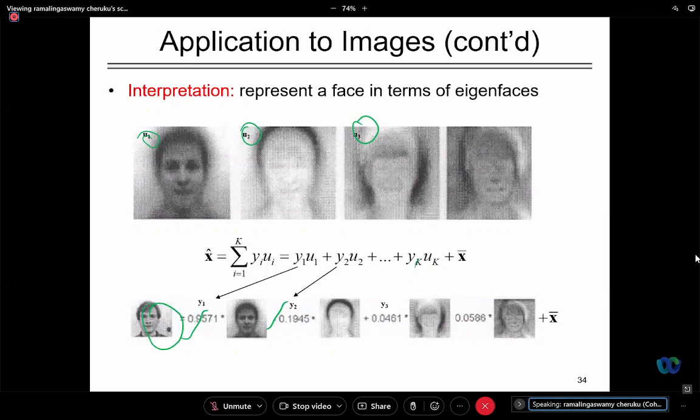Once we get the data, we can analyze it. We can get back its image, and from the image we can get the data. So this image data has to be represented in the form of eigenfaces. So y1, y2 are all eigenfaces.